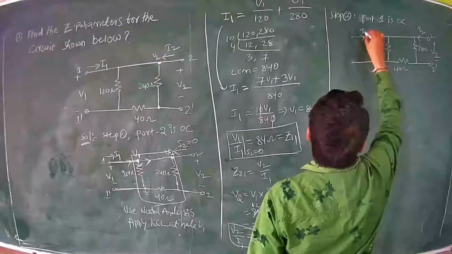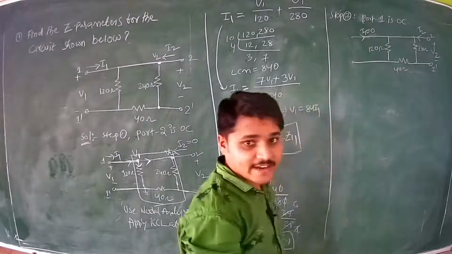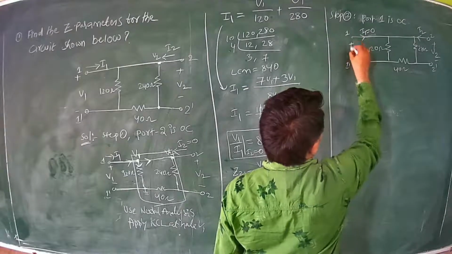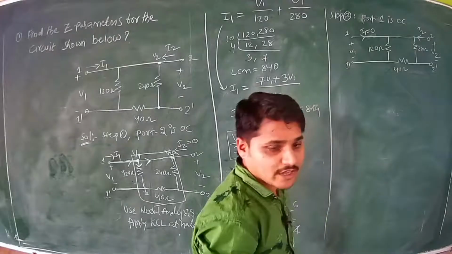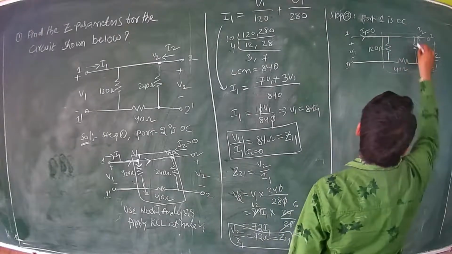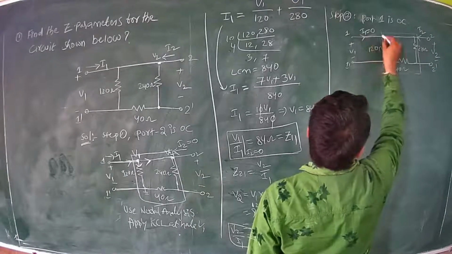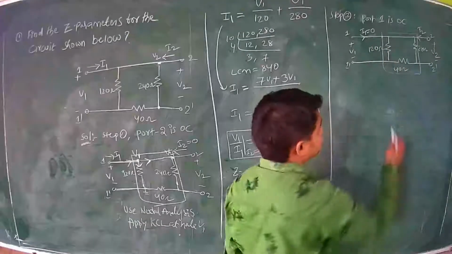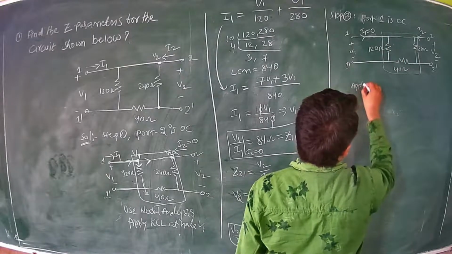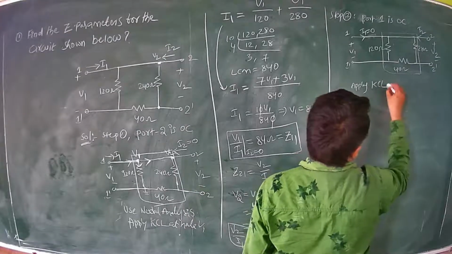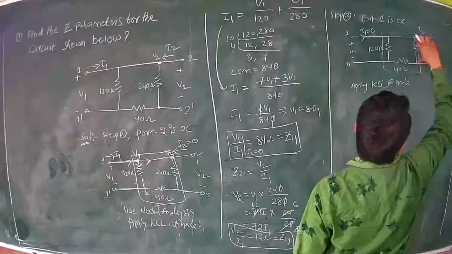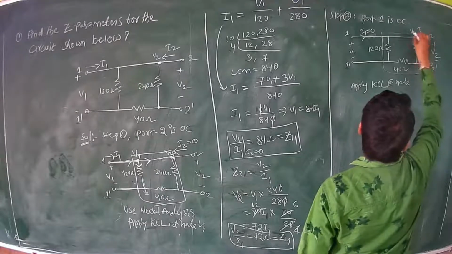Here the current I1 is 0. Open circuit means current I1 is 0. So port 1 dash. This is port 1, voltage is V1. So this is our entire box. That means the current coming to this node is 0. That's the meaning here. Therefore, apply Kirchhoff current law at the node. This V2 is nothing but the voltage across this resistor.